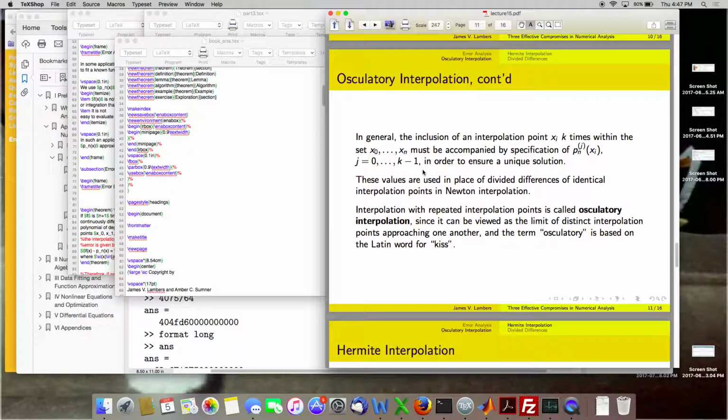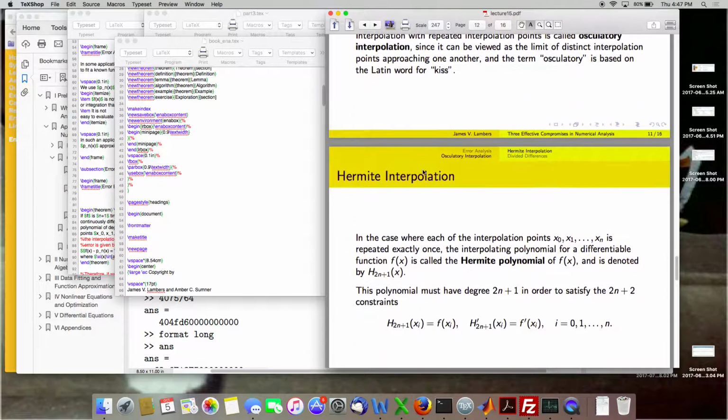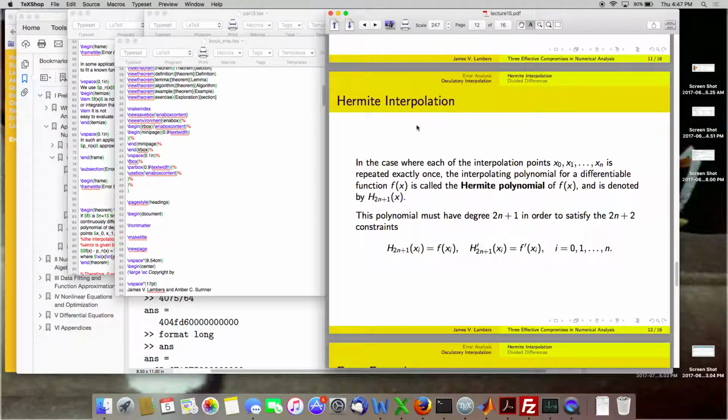The Taylor polynomial approximates f and a certain number of derivatives, all at x naught. So near x naught, you get an excellent approximation, but away from that, not so much. And if x naught is 0, that's the Maclaurin polynomial. So that's one extreme example of oscillatory interpolation. But what I'm going to talk about here is a different kind called Hermite interpolation. That's how it's pronounced, Hermite, not Hermite.